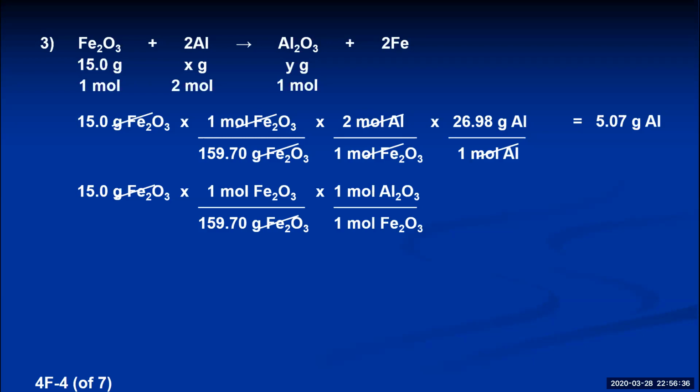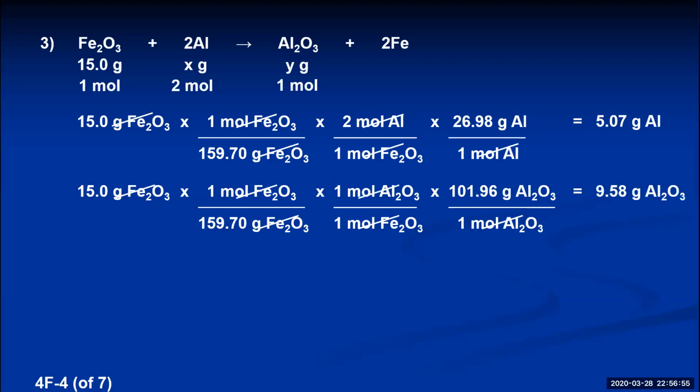With the iron(III) oxide mole going on the bottom, the units will cancel out, and we've now calculated how many moles of aluminum oxide would have to be produced from the reaction of 15 grams of iron(III) oxide. If you want your answer in grams, you'll now use the molar mass of aluminum oxide, and if you arrange it with the moles on the bottom and the grams on the top, we'll calculate 9.58 grams of aluminum oxide will be produced.